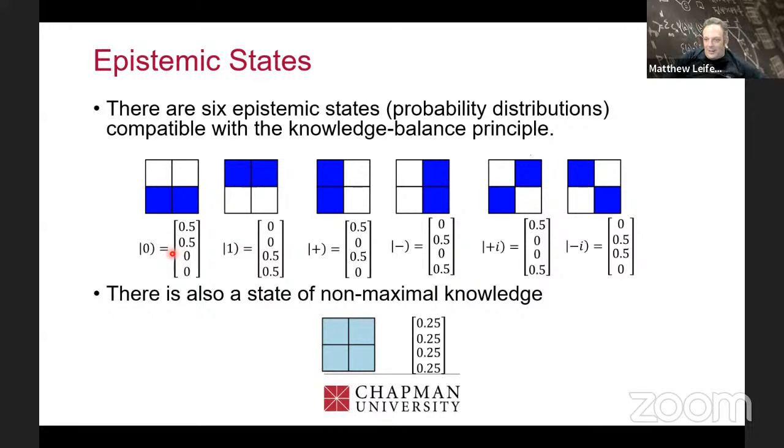Now, as well as knowing the answer to one question, the knowledge balance principle said at most, right? So we could also know the answer to 0 questions. If you know the answer to 0 questions, you have a state of non-maximal knowledge, which in this case is just a uniform distribution over all 4. And this is going to be the analog of the maximally mixed state in quantum mechanics.